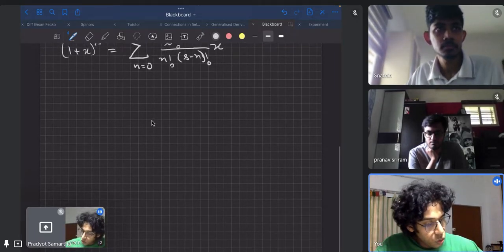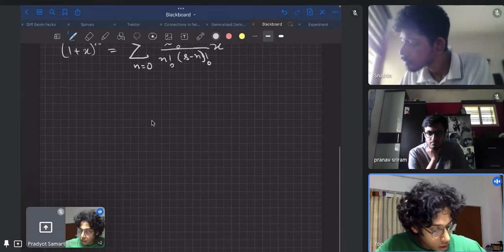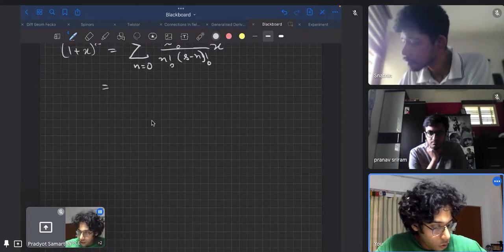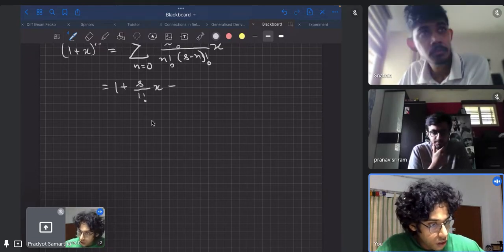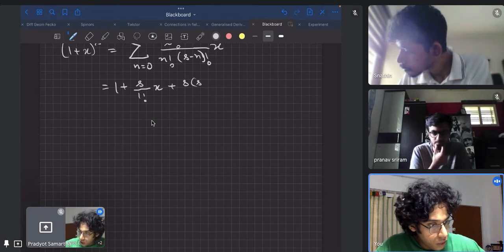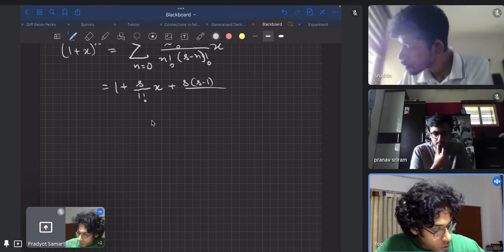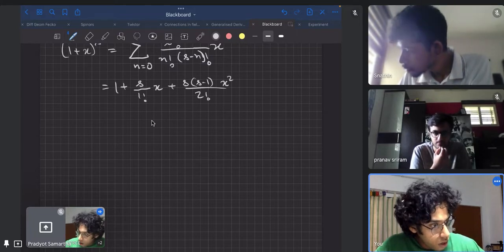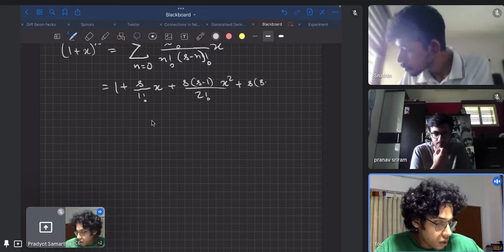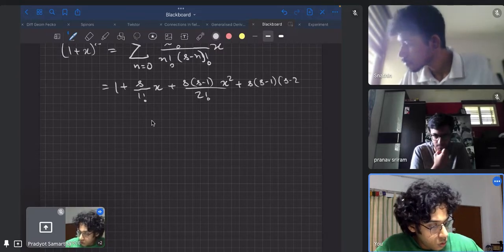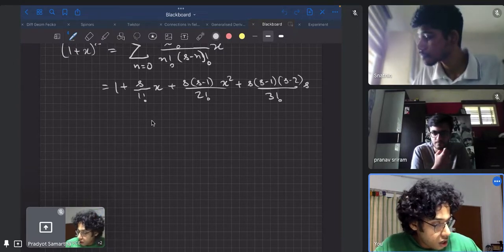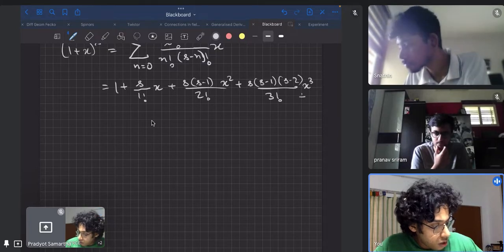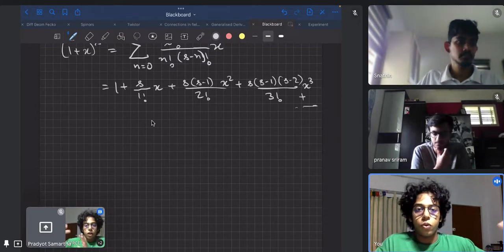So once you do this, you find that you can expand the series in the form of 1 plus s by 1 factorial x plus s into s minus 1 by 2 factorial x square plus s into s minus 1 into s minus 2 by 3 factorial x cube plus and so on. So you have the whole series continuation.